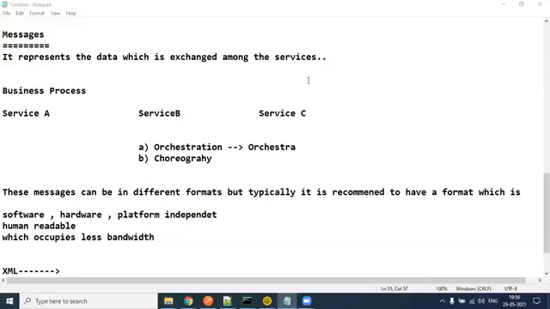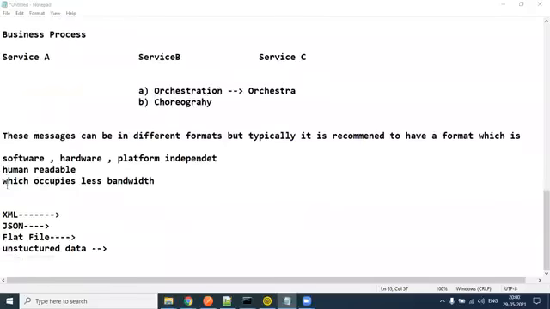So in choreography, there is no centralized unit. It is a coordination among different services which takes place. Service A might talk to service B. Service B might talk to service C. And in the process of doing so, they keep on exchanging messages. These messages can be in different formats, but predominantly you would see XML and JSON formats being used across the industry.